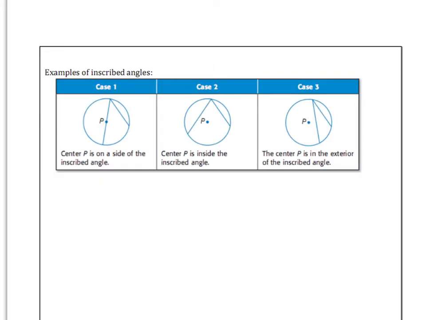Here's a few examples of what inscribed angles could look like. Again, just notice the vertex is right on the circle. In all three of these examples, the corner of the angle, or the vertex, is right on the circle. Those are called inscribed angles.